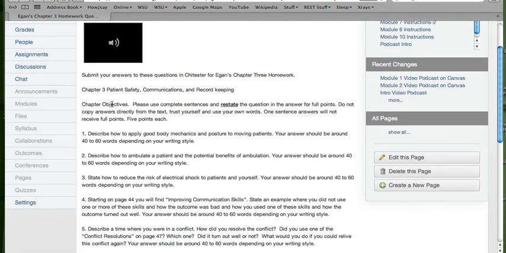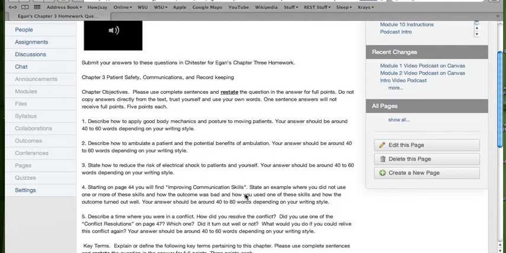And it says chapter objective questions. And you've done this for chapters 1 and 2. It's pretty much the same. Let's go through the first question to see if there's anything different.